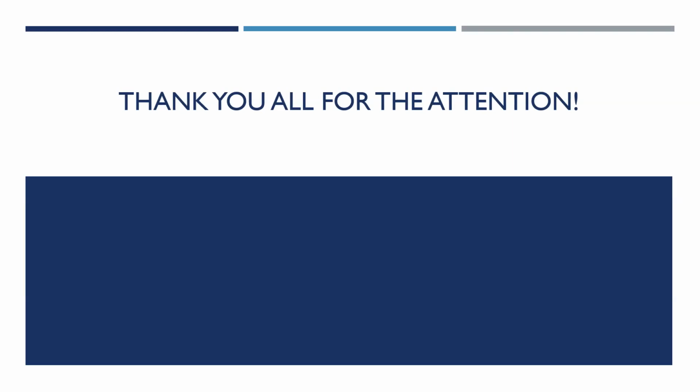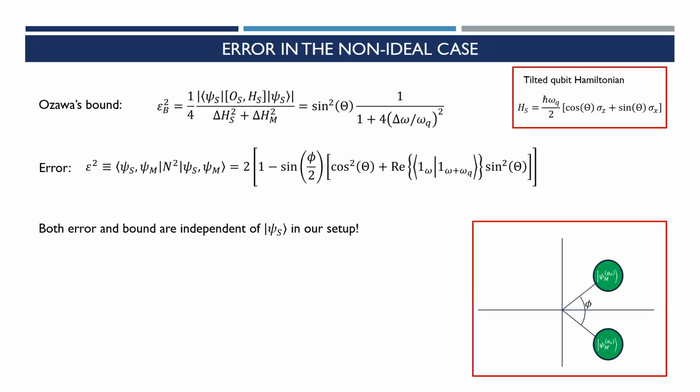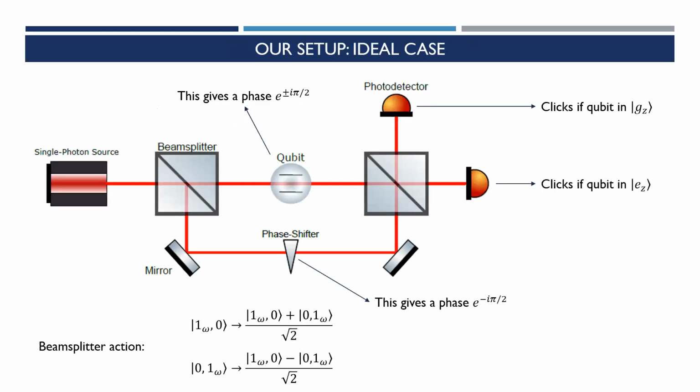Can you please explain again what pi was? Pi here is, if you send a coherent pulse, basically the angle that is formed in phase space. When you send a one photon pulse, it is the phase that it acquires when interacting with the qubit.